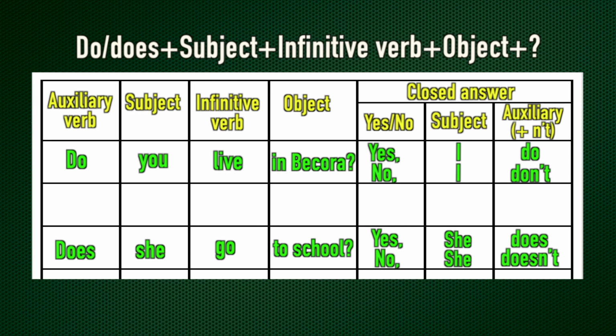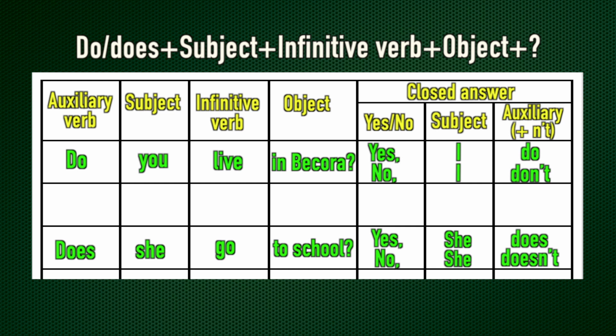Let's look at the first closed-ended question, started with the auxiliary verb do, followed by the subject you, plus the infinitive verb live, and followed by the object in Becora, and then the question mark to make it a closed-ended question. So in full, it would be, do you live in Becora?